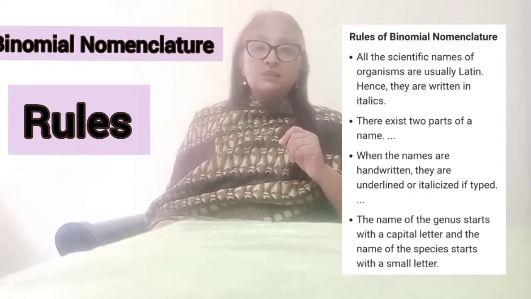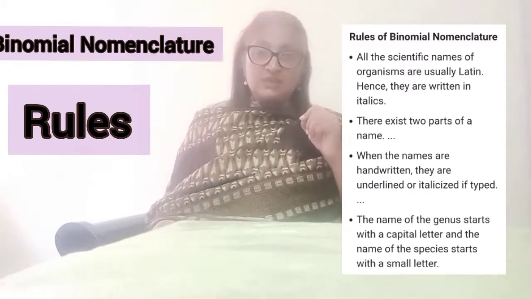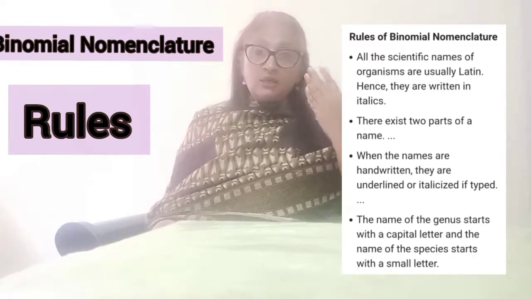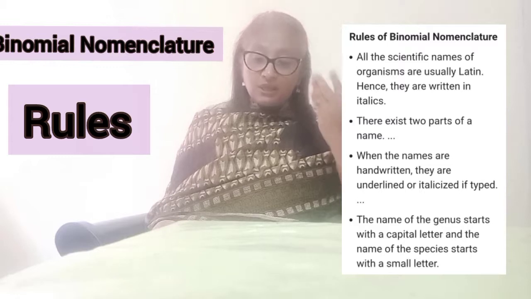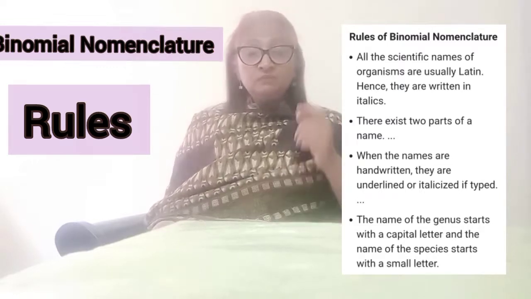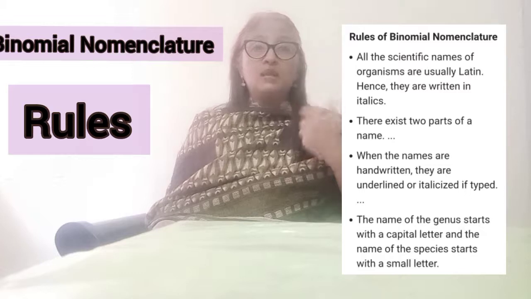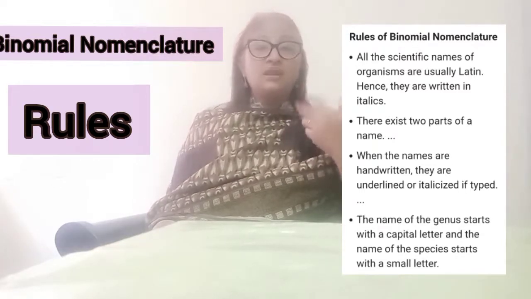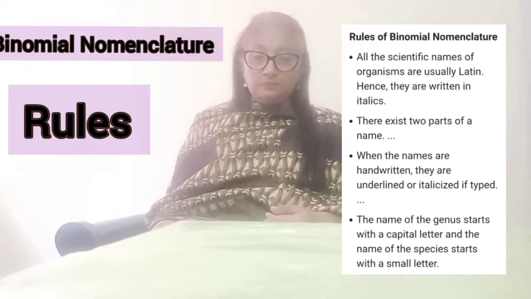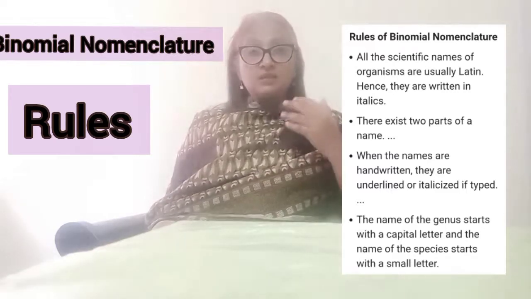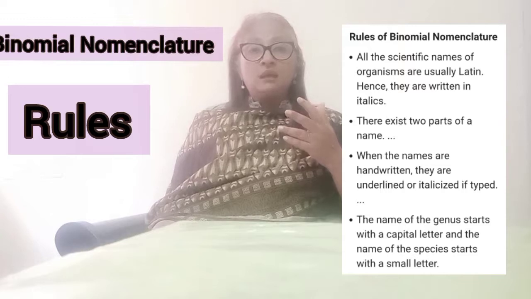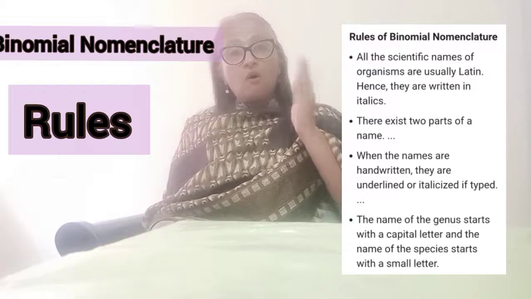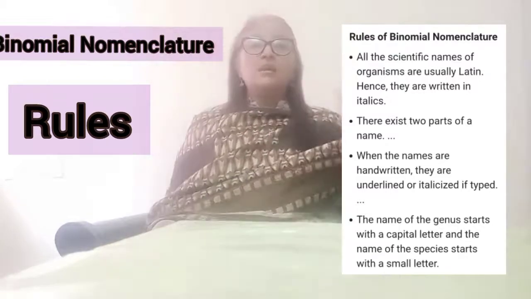See the names. The name of the species begins with a small letter, while the name of the genus begins with a capital letter. And all the scientific names are originally derived from Latin. So these are some of the rules that have to be followed while writing a scientific name. A generic name always comes first, followed by a species name.